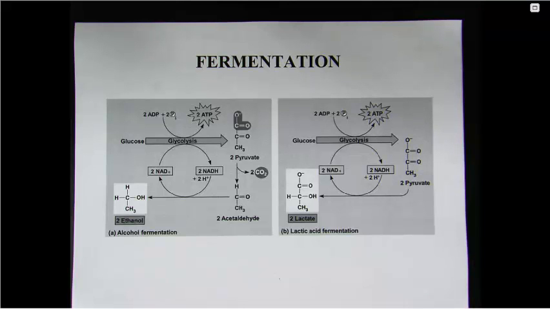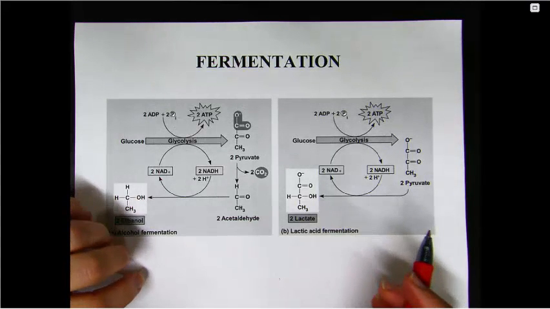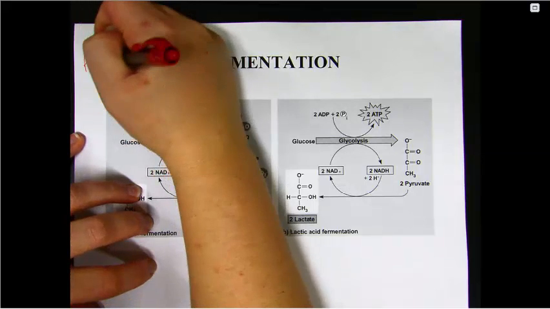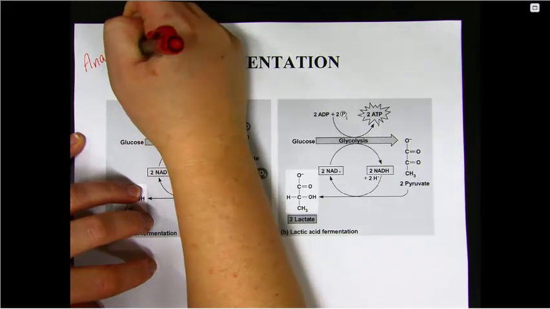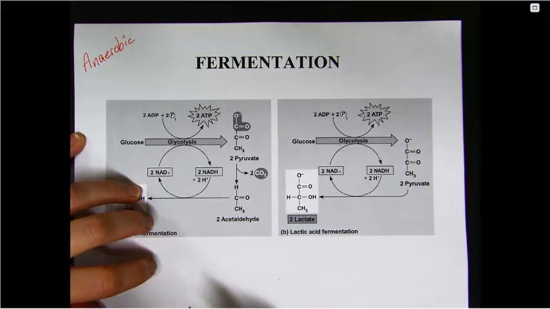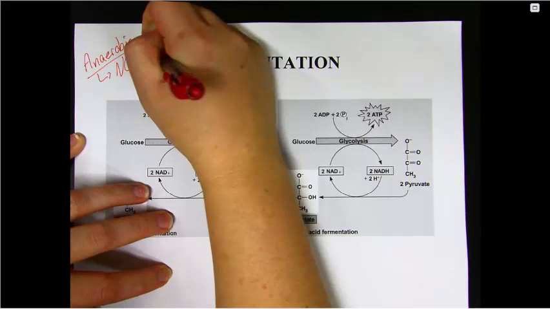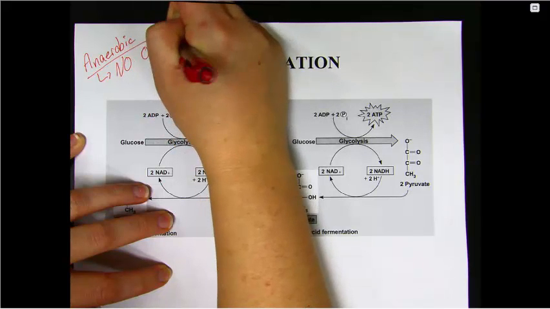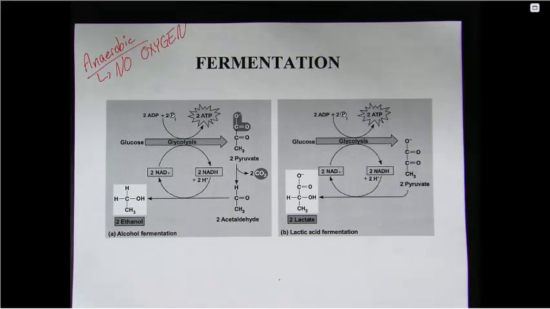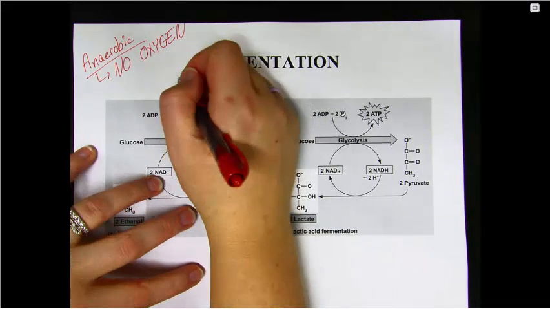Now let's review what would happen if we did not have any oxygen. We would have anaerobic respiration taking place if there is no oxygen. So if there is no oxygen around, we are going to do anaerobic respiration. Now it's important to remember that all cellular respiration starts with glycolysis.